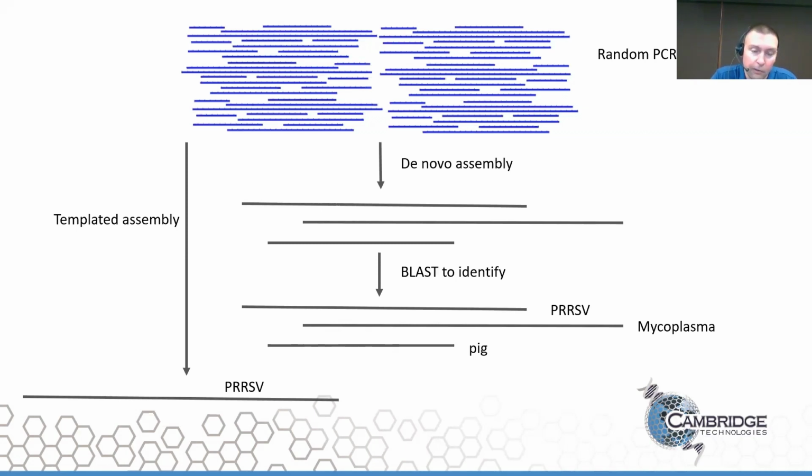If we know what we're looking for, for example, a sample comes in, we know it's PRRS positive, and the goal is to generate a PRRS genome, we can just directly assemble those reads to a reference PRRS genome to get the complete genome of that PRRS in the sample.